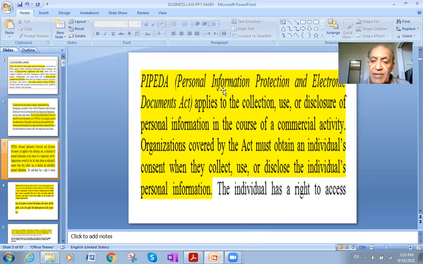PIPEDA, or Personal Information Protection and Electronic Documents Act, applies to the collection, so sites which collect your information about your Visa card number or your SIN number. Use: if you are applying for a job in any company, they will ask you for your SIN number. They might ask you for a credit card or your bank account number so that they will send the pay there. So PIPEDA will arrange the limits of their use and prevent them from breaching your privacy.